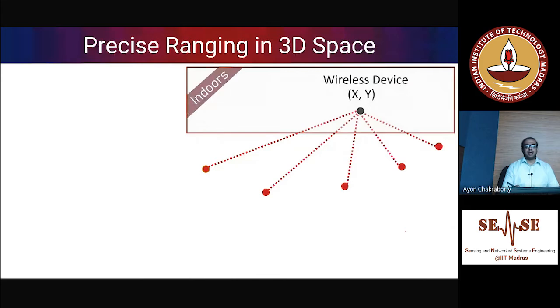Okay, so we have this wireless device, which, let us assume, is the firefighter, or the first responder, who is inside the building, right? And as you know, in order to locate xy, what do we need? We need ranges and we need the location of the anchor.